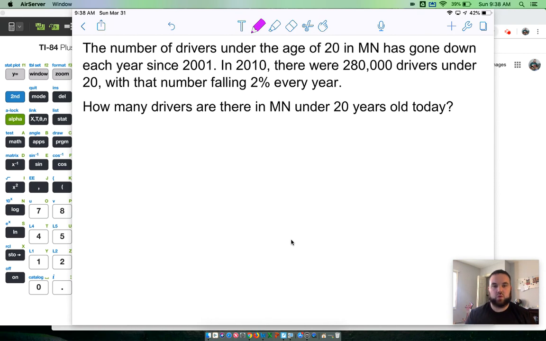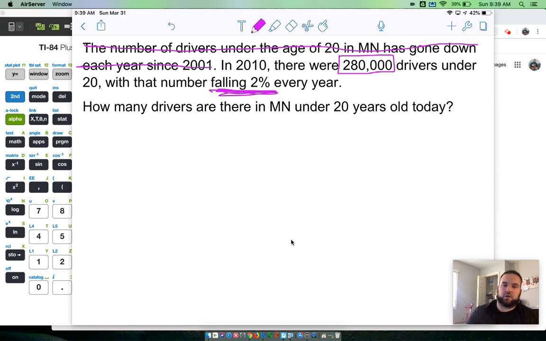That first sentence gives us context, but there's nothing about this that we're going to need. A lot of times it's just giving you background information. In 2010, there were 280,000 drivers. So that is going to be important somehow. With that number falling 2% every year. And I underline both the 2% and the falling because that means we're going to have a decaying function. We're going to be losing drivers, or the number of drivers is going to be going down every year.